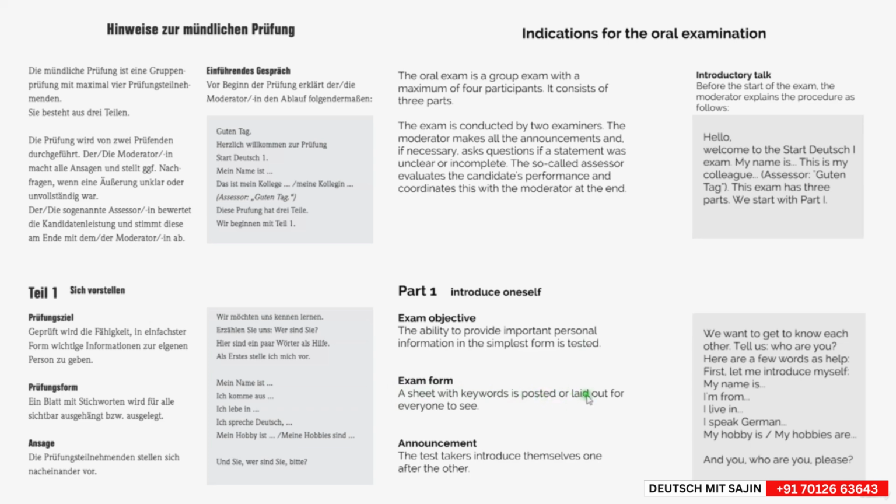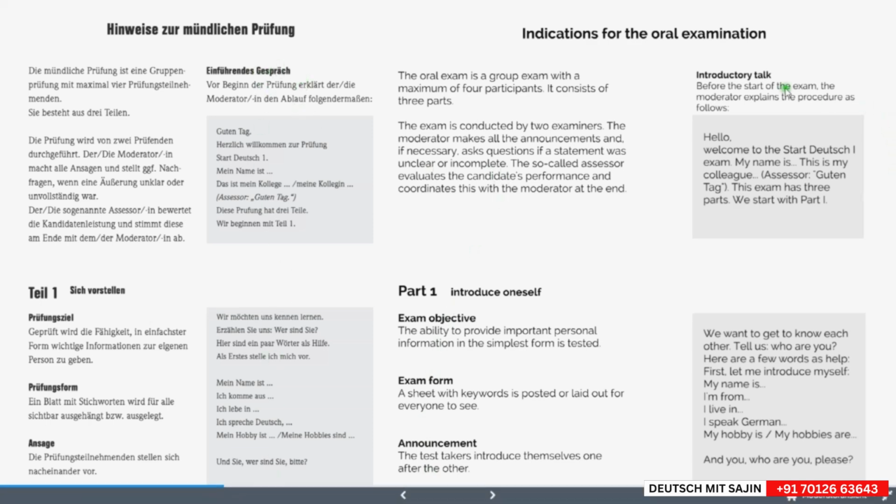So a sheet with the keywords is posted or laid out for everyone to see. Okay, so you will see a couple of things which will help you. Some words, for example, announcement, task: takers introduce themselves one after another. Okay, and usually there are 4 people and you will speak in a group here. While writing and reading, for example, and listening you do on your own. Speaking you will do in a group. So this part here is translated here.